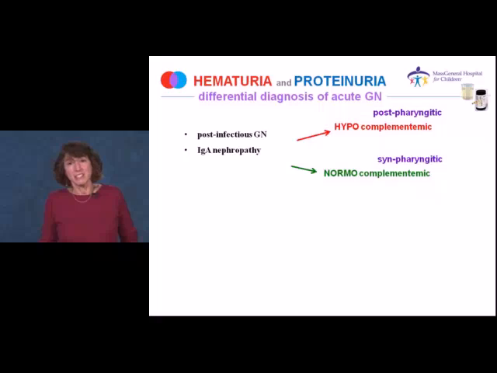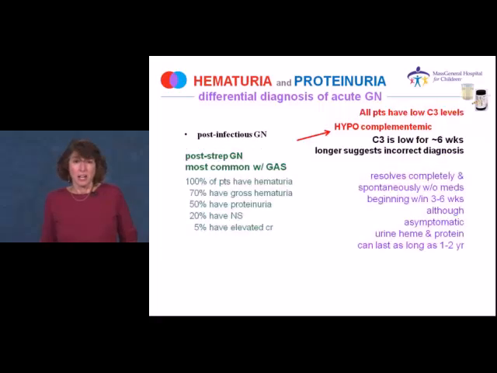Post-infectious GN usually comes after an infection. You might consider it post-pharyngitic if your infection was pharyngitis and it was 10 days earlier, 2 weeks earlier. IgA nephropathy is often triggered by an infection. It's synpharyngitic. It's the same time as your pharyngitis. So if you're considering post-infectious GN, all patients have low C3 levels. If the C3 level is normal, then the patient does not have post-infectious GN.